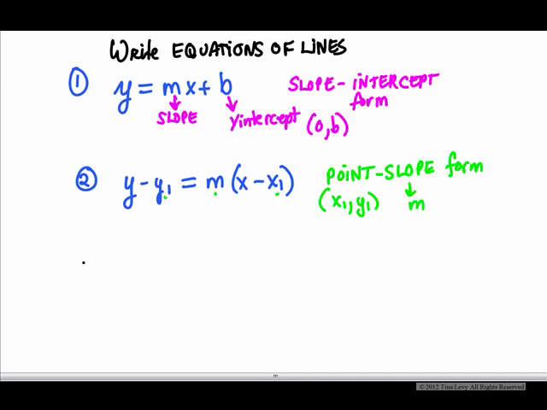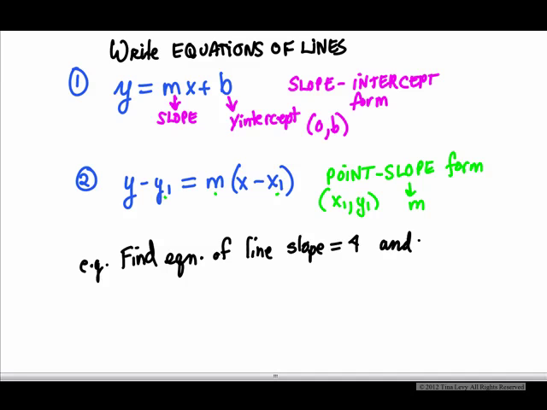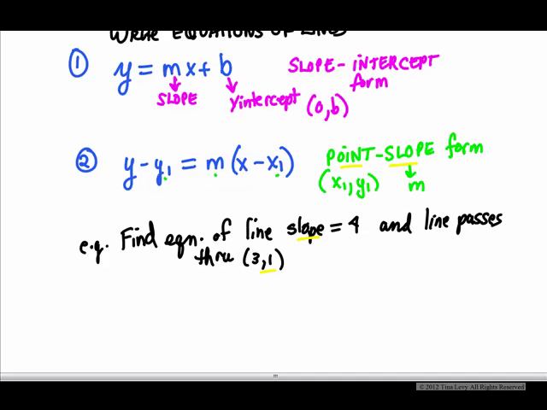First example, suppose I ask you to find the equation, I'm going to abbreviate equation, EQN, of the line, and I tell you about the line that the slope is 4 and that line passes through the point 3, 1. This is a perfect setup because you have the slope and you have a point. It's perfect to use the point-slope form.